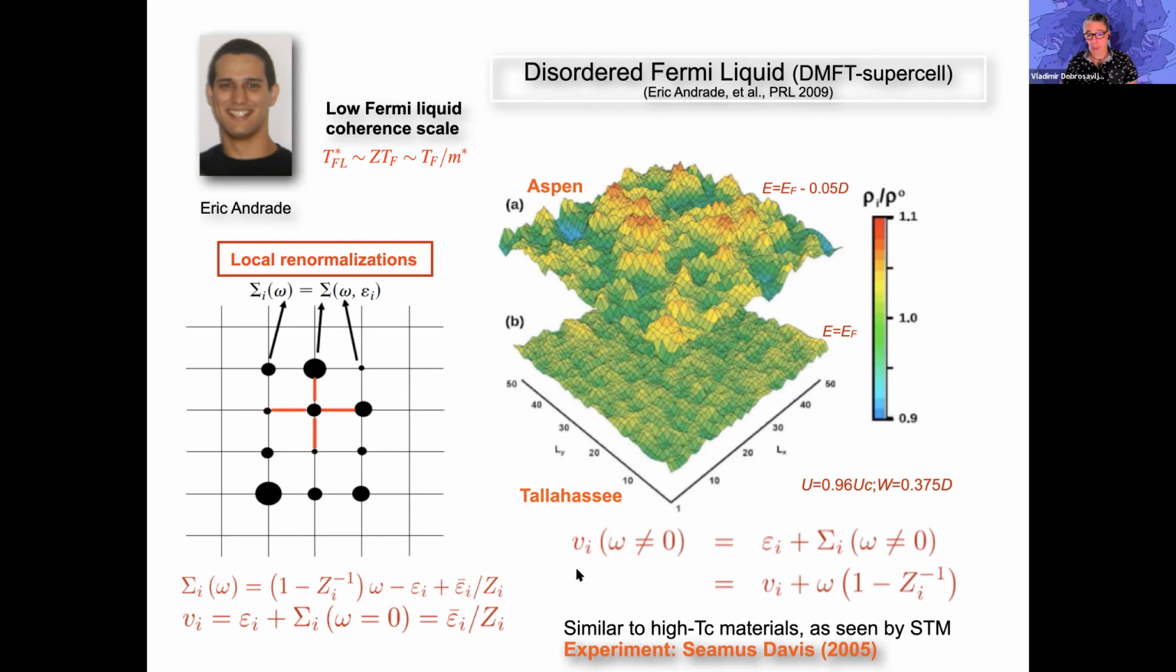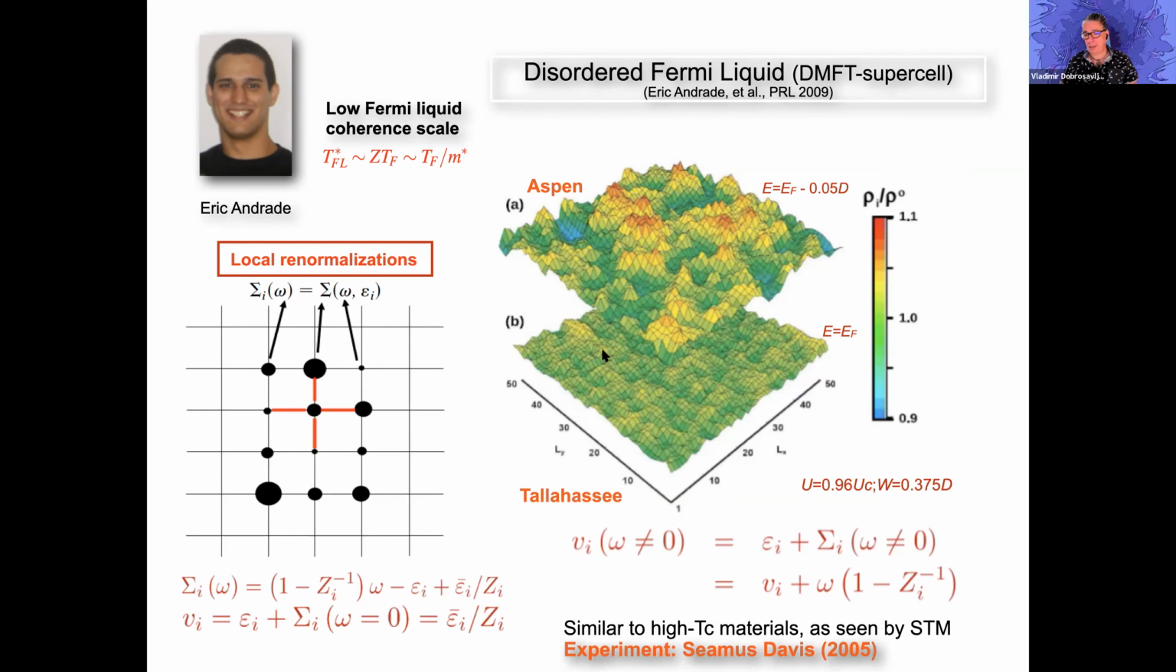And then what do we find? Well, you see, when you add the self-energy to the site potential at finite frequency, it acquires some strong frequency dependence. So instead of just the renormalized energy at zero frequency, there's a correction which is frequency dependent that depends on this quasi-particle weight. Now, I told you, I don't have these plots here, but I told you that the distribution of quasi-particle weight is very broad. And that means that the effective disorder seen at finite frequency is much stronger than at zero frequency.